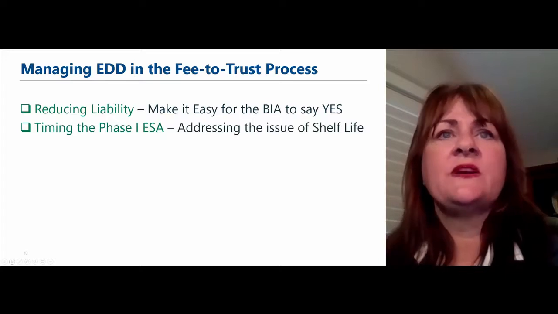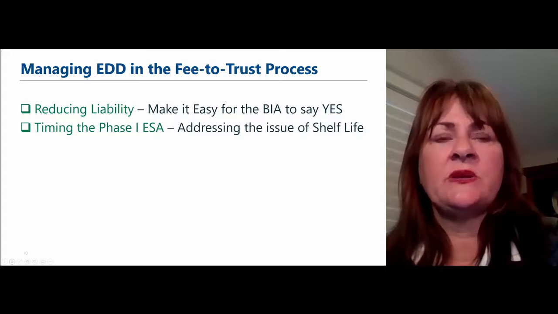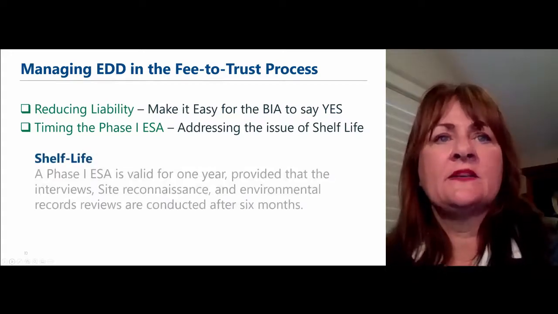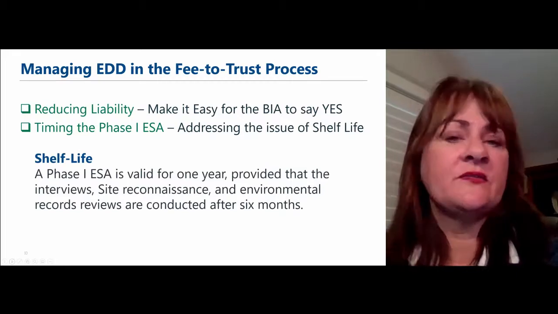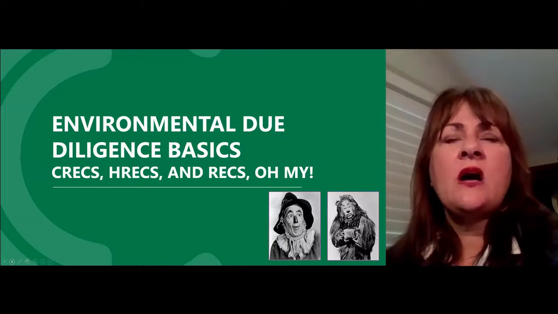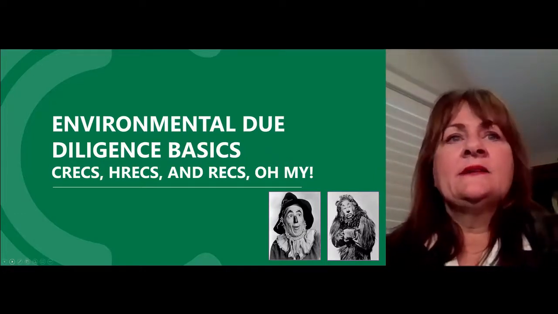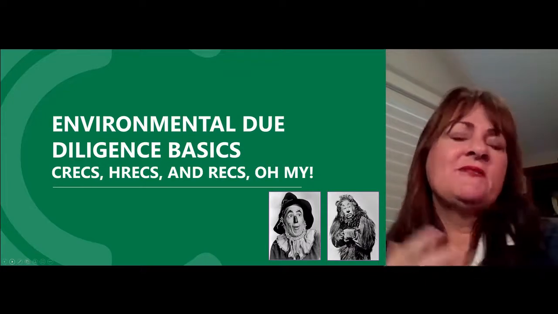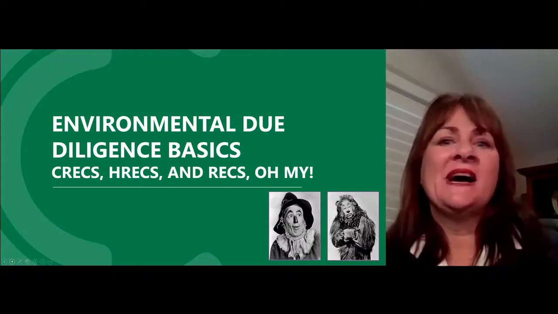Again, timing of the phase 1 ESA is potentially an issue, something to be aware of. And again, the shelf life: it's valid for a year, provided that after 6 months you update a few things. So let's talk about the basics of environmental due diligence. I always like to say CREX, HREX, and REX, oh my. Well, what do those acronyms mean?